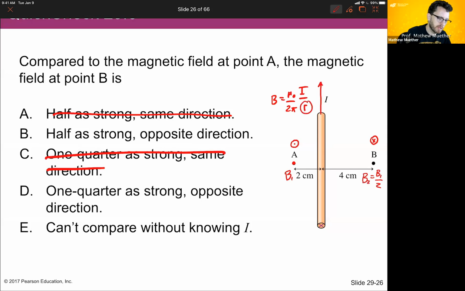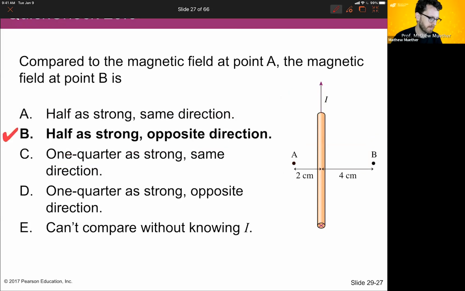For the infinite current carrying wire, the field falls off like 1 over R. That's again because I'm integrating the strength. Remember, for a single point particle generating magnetic field, it falls off like 1 over R squared. But now I have this long train of moving charged particles, and so it falls off less quickly because they're all contributing some piece of magnetic field at that position B. Half as strong, opposite direction.